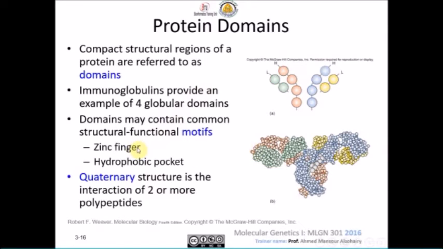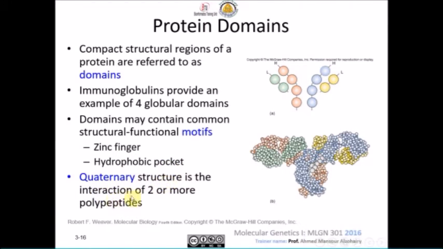Protein domains. It is very important to understand protein domains and the difference between domains and motifs. The compact structure or region of a protein is referred to as a domain. Immunoglobulin provides an example of four globular domains. Domains may contain common structure or function motifs, like zinc finger or hydrophobic pocket. These are called motifs. So when a domain has a function, we can call it a motif.